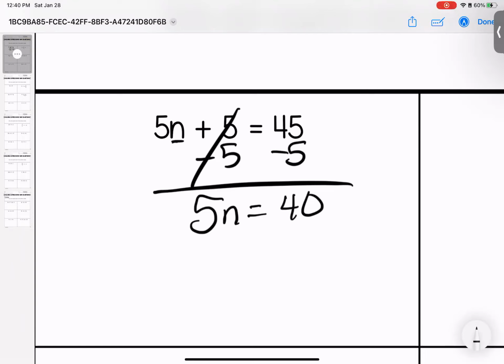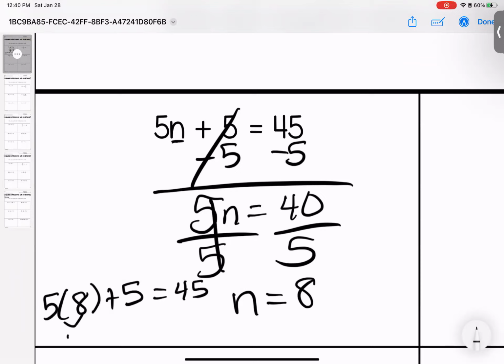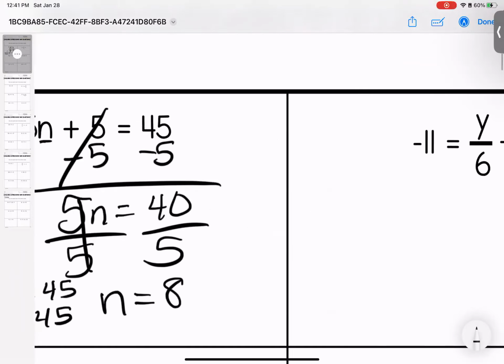Now we have our sticky numbers. The 5 and n are stuck together. The only way to get them apart is to divide them. So I'm going to divide both sides by 5. These cancel out, leaving me with n. 40 divided by 5 gives me 8. If I went back in and put in my 8, it would be 5 times 8 plus 5 equals 45. 5 times 8 is 40, plus 5 is equal to 45. This checks out. It is a true statement.